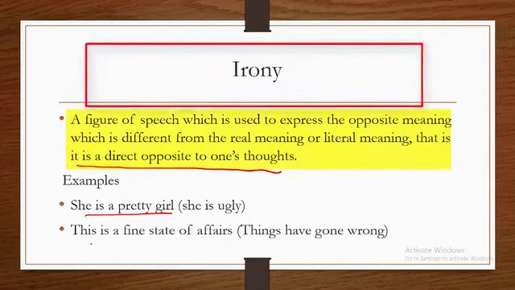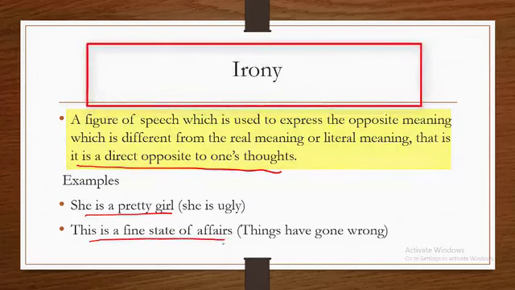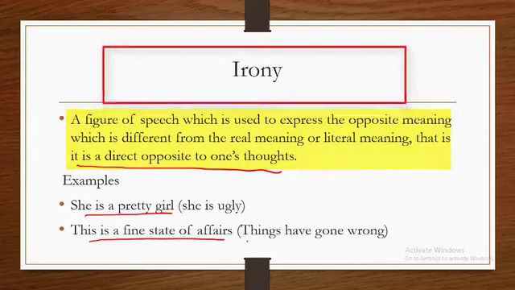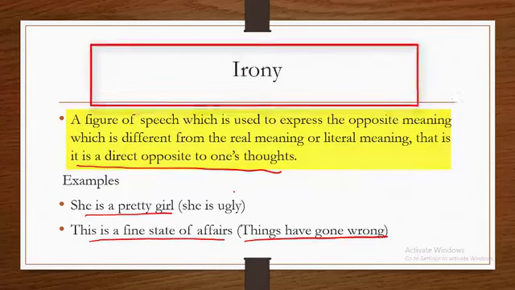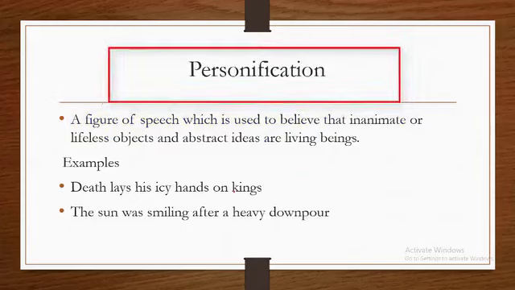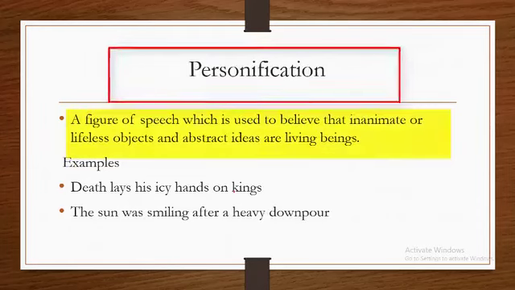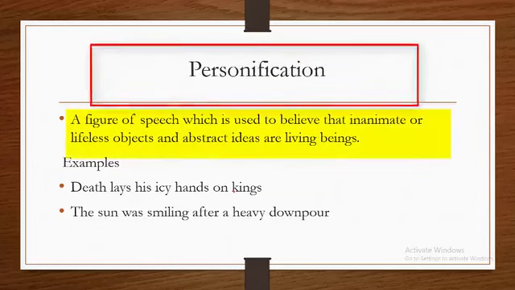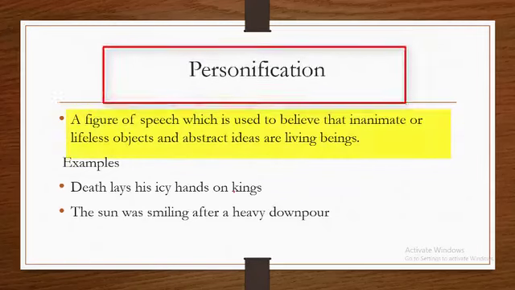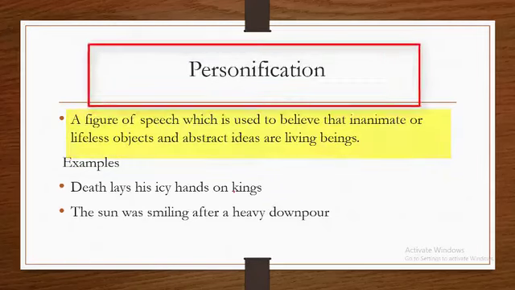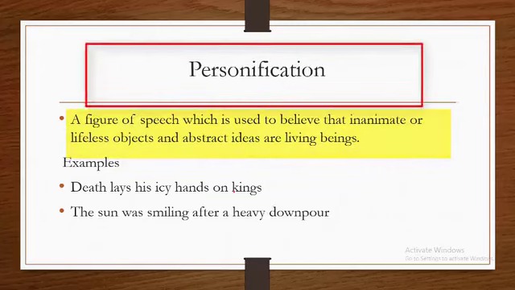You can have another example. This is a fine state of affairs, but what you actually have on mind is that things have gone wrong. So they are examples of irony. Then we could also have what you call personification. Now, personification is attributing animate qualities to inanimate objects. Attributing animate qualities to inanimate objects. So making them look like living things.